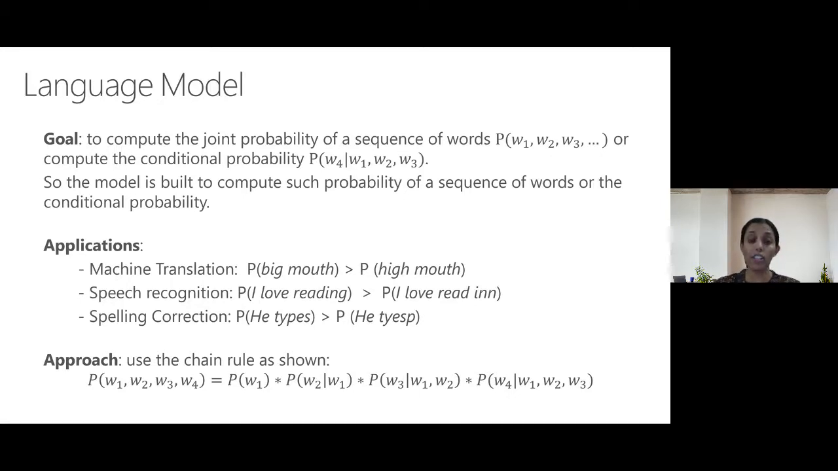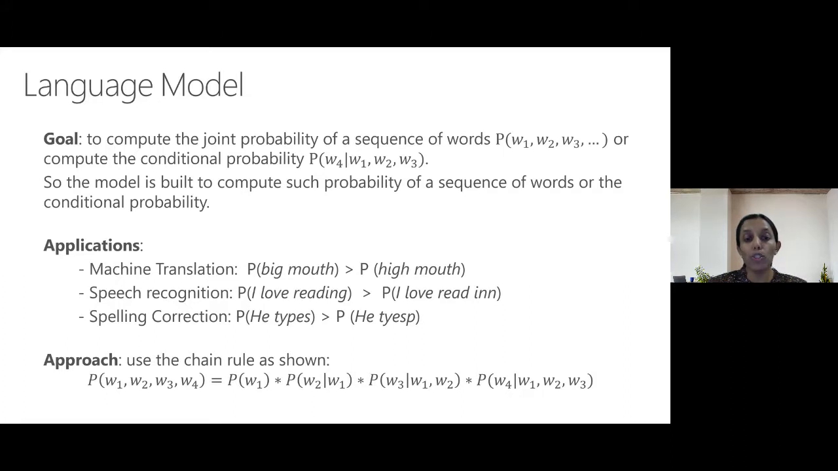Then spelling correction. Many times when we type messages, when we say type, we might just misspell it as T-Y-E-S-P. So essentially what a language model will do is help with the spelling correction. It'll say that the probability of T-Y-P-E-S is way higher in the corpus of data compared to T-Y-E-S-P.